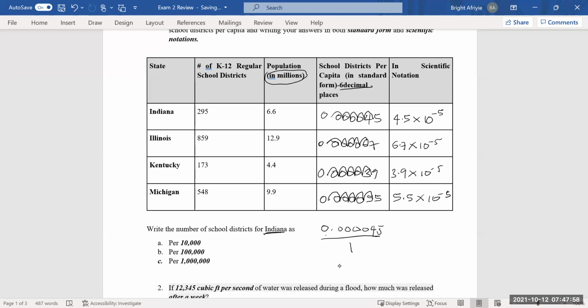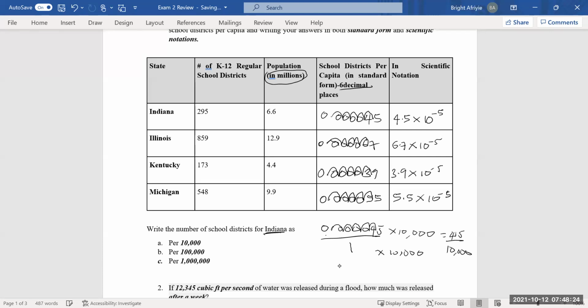Now, if you want to do per 10,000, what this means is that we are going to multiply this by 10,000 and that by 10,000. Is that okay? So this will give us what? So literally we are moving 5 times to the right. So 1, 2, 3, 4, 5. So this is 4.5 over 10,000.